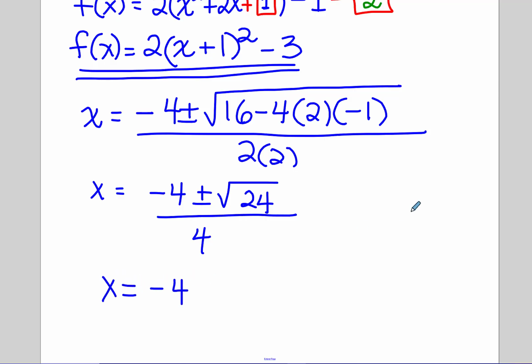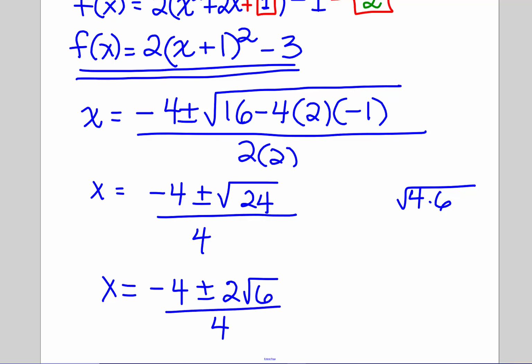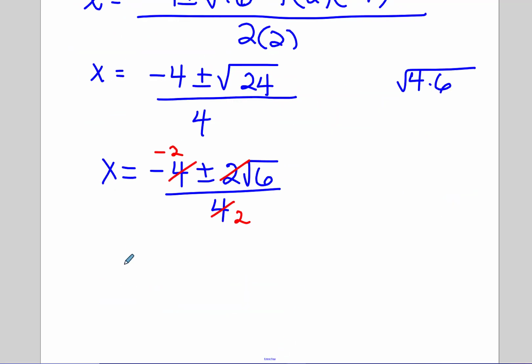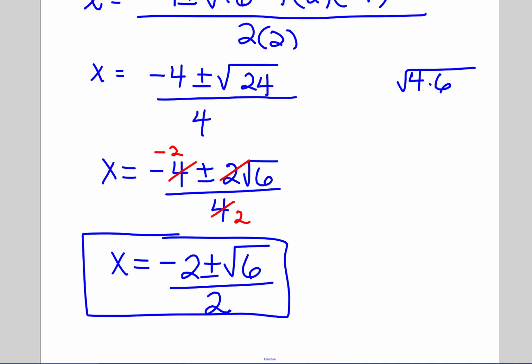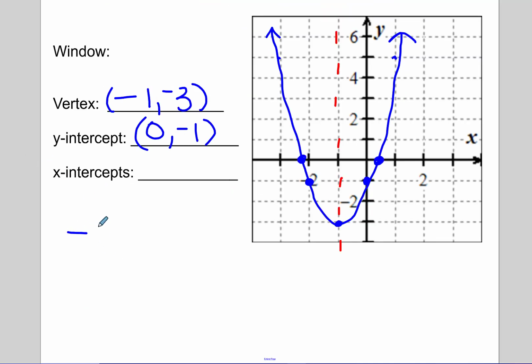Our exact answer, we can take 24 and think of that as 4 times 6. The square root of 4 is 2. And then you can factor out a 2 from this term, and this term, and know what our zeros are. -2 plus or minus the square root of 6 divided by 2. So these are our zeros or roots of the quadratic.